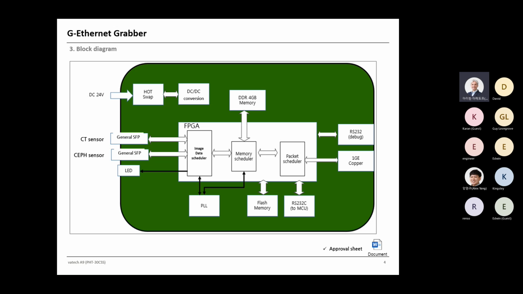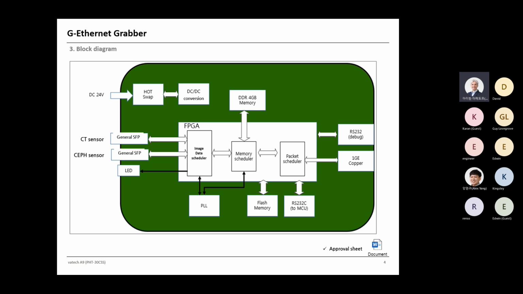So there are channels for CT, panel, CEF, respectively, like here. So the memory scheduler has input and output sections here. The first is input and two here, output sections. The image information obtained from the image data scheduler, this data is stored in external memory. All right, and images stacked in the buffer are transferred to the packet transmission by the output logic.